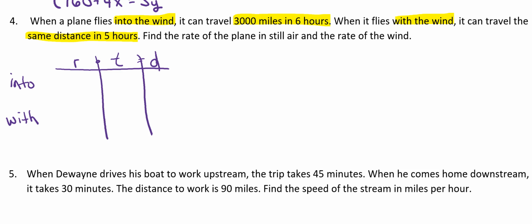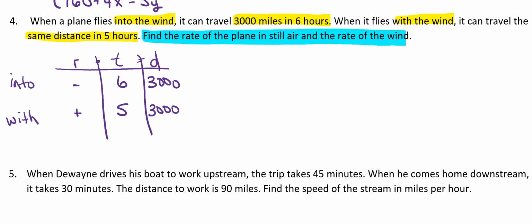So when he flies into the wind, he can travel 3,000 miles in 6 hours. When you fly with the wind, it travels the same distance in only 5 hours. So this one's quicker, which means this one should be our adding and this one should be our subtracting. So find the rate of the plane in still air and the rate of the wind. So we're going to have the plane, and when you go into the wind, you have to subtract the wind rate. And when you go with the wind, you have to add the wind rate.